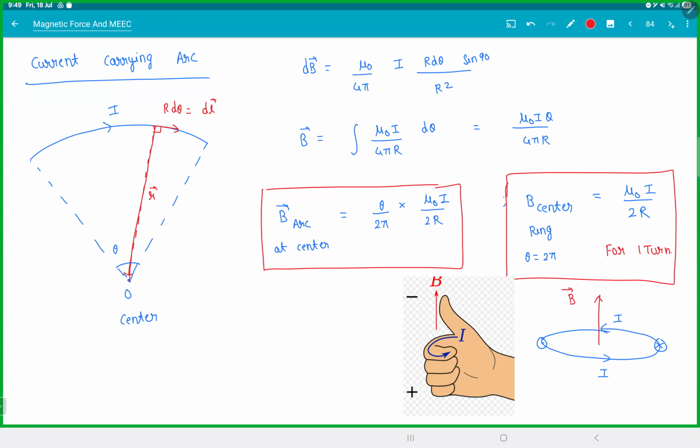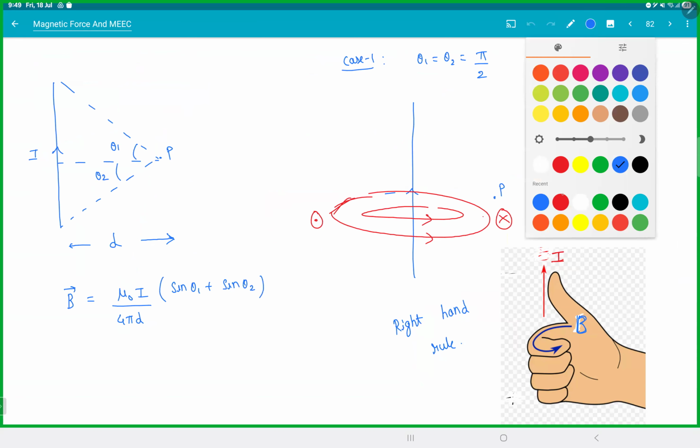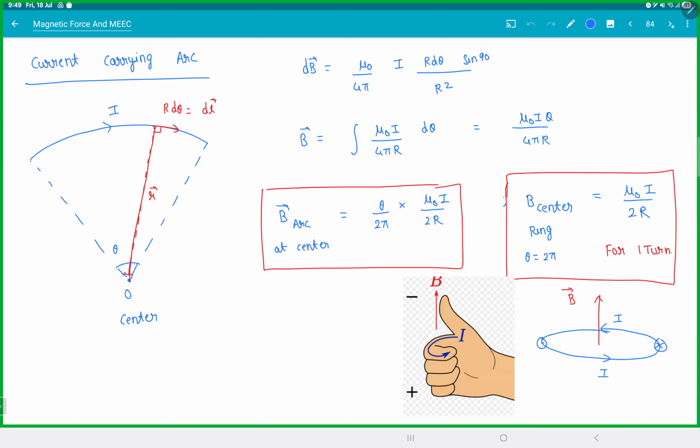Clear with this? You can note down the result. Note down this result also. I hope you noted down for this finite wire and infinite wire. You should remember the results. There, you can note down this thing also. You can remember for the arc or the center. Like if you remember for the center, you can always use the unitary method to get the arc.